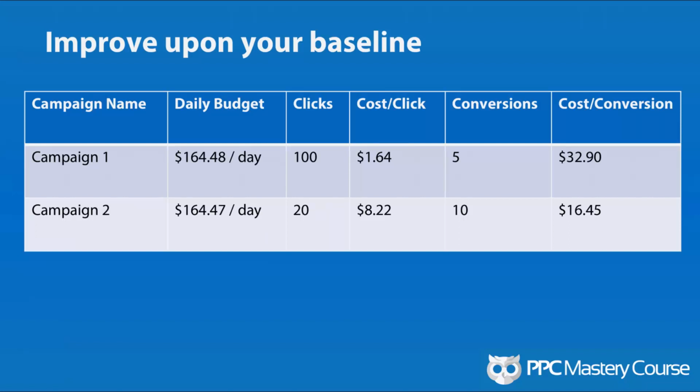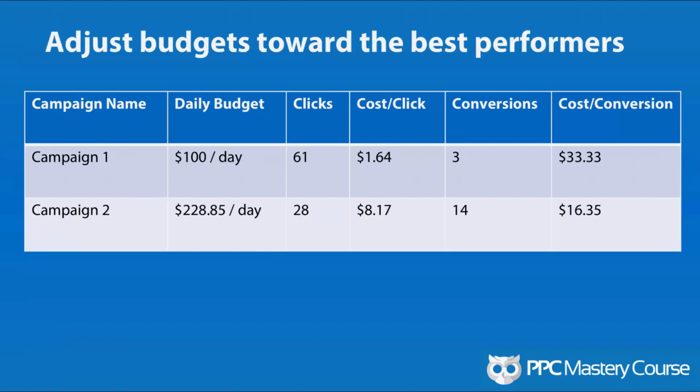One is very well conversion focused, the other one is more click focused. If we were to make an adjustment where we brought down the budget for campaign 1 and we increased the budget for campaign 2, what might we expect for results? Let's take a look at it.